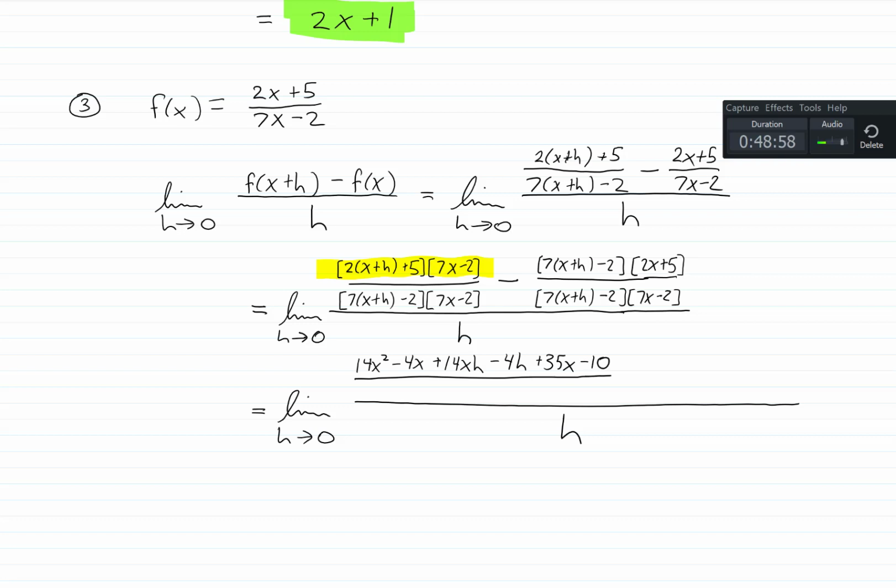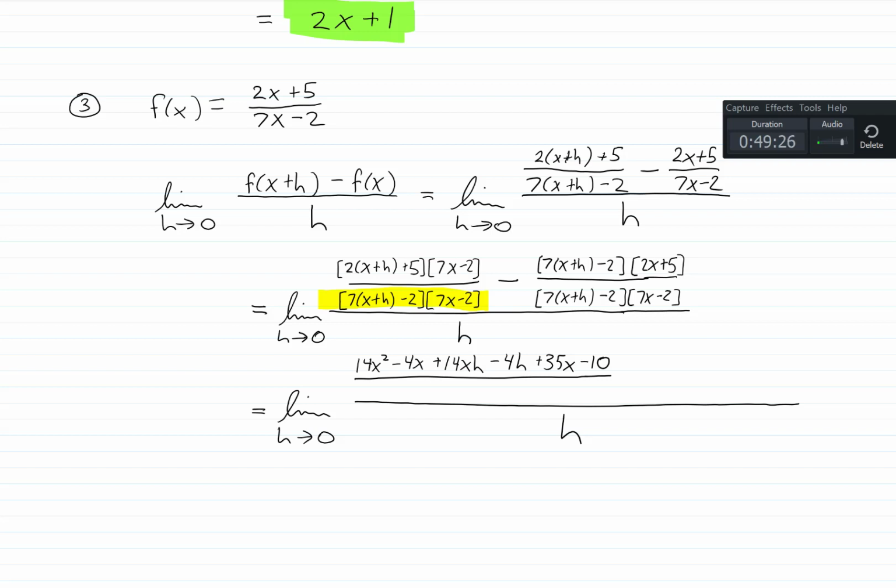So like I said, I encourage you to pause the video and work that out and see if you get the same thing. Okay? Don't just take my word for it. That's not going to be helpful to you. All right. What did I get on the bottom of that? On the bottom, this stuff down here, I multiplied that out and I got 49x squared.